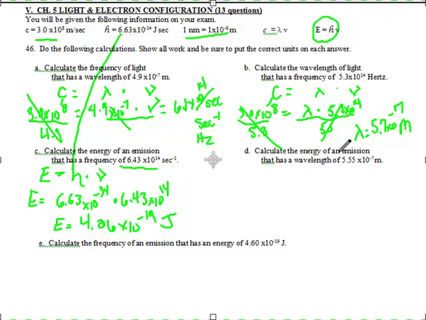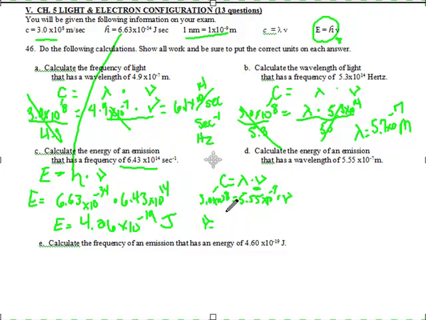Finally, it says calculate the energy of an emission that has a wavelength of. So we have a little issue here because the formula for energy is dealing with frequency, not wavelength. So we can use other information that we know first to get the frequency. So we're going to plug in speed of light, 3.0 times 10 to the 8th meters per second. And then we're going to plug in the wavelength, 5.55 times 10 to the negative 7th, that's in meters, and we're going to solve for frequency.